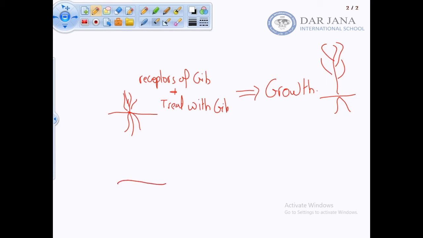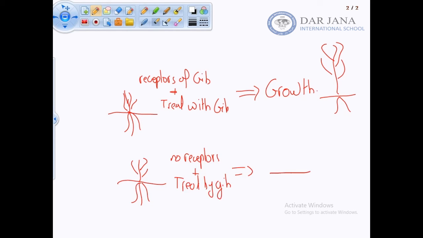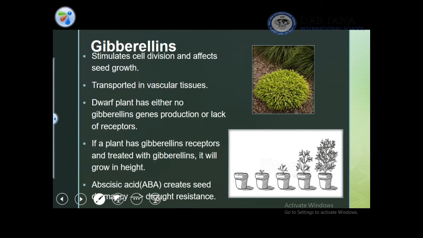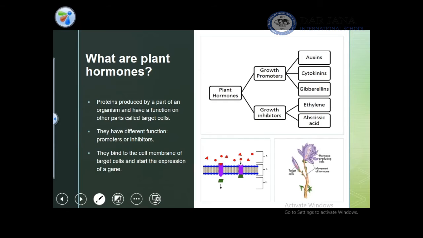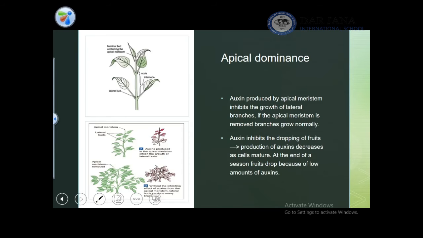But imagine that we have a plant with roots here, and it is a dwarf plant with no receptors of gibberellins available. If the receptors are not available and we treat this plant with gibberellins, what will happen? For sure, the plant will remain the same size because it is not able to perform this function. And remember, whenever we talk about receptors, we now have two conditions for the function of a hormone, one of them being the availability of receptors on the membrane of target cells.